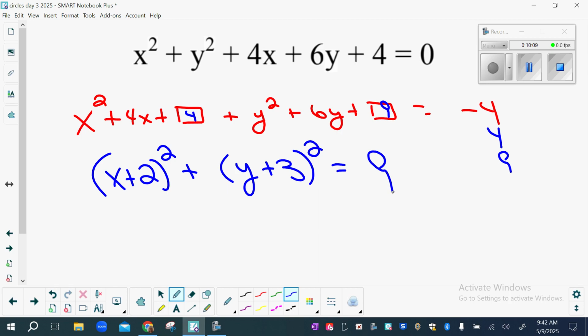So here's what you should get if you were going to graph it. You don't have to graph this one. -2, comma, -3 is my center. My radius goes out 9 in all directions. Easy. Mark it apart. Last one, best one.